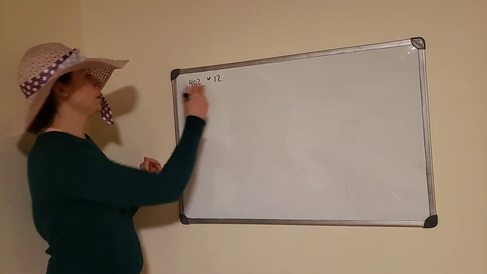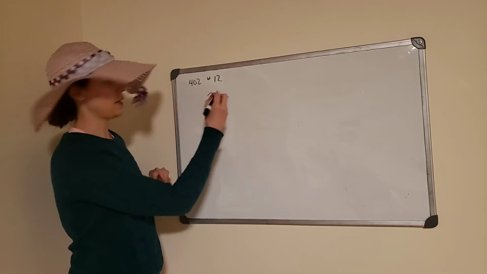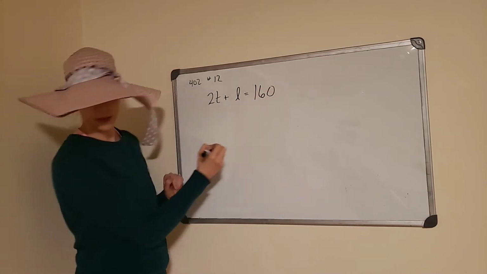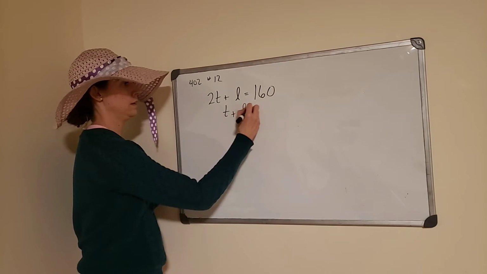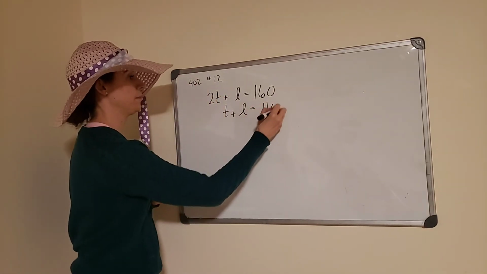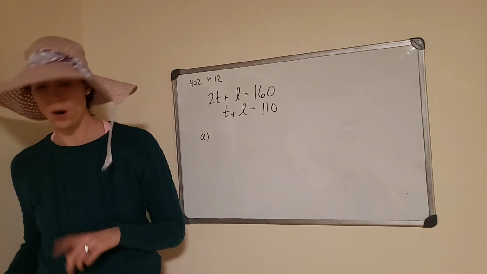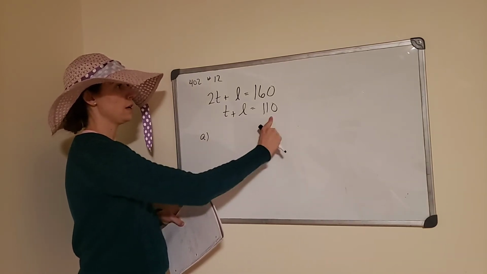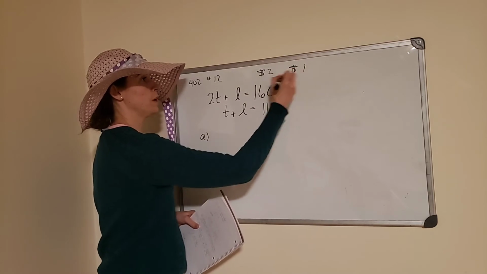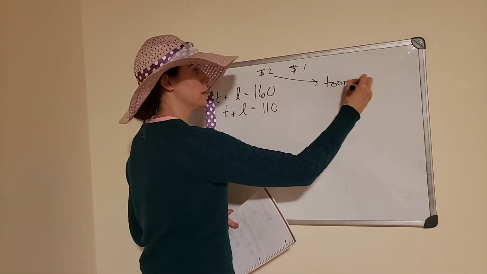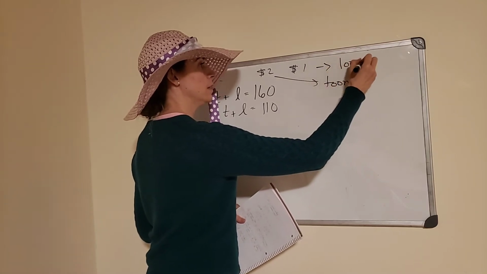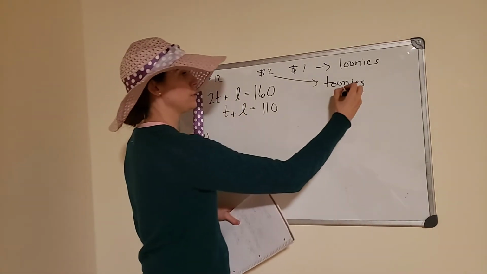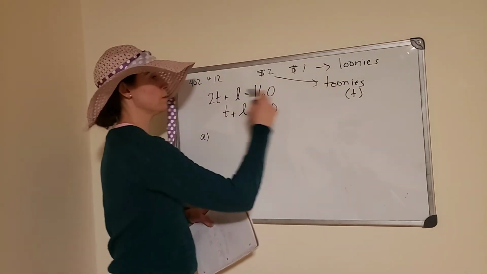So let's write that down. 2t plus L equals 160. And then it says t plus L equals 110. All right. Part A says, what problem might Shen have solved? I find it easiest to start with this right here, okay? And we know that it was $2 and $1, which we know $2 are called toonies and $1 loonies. And when I look over here, there's T and L, so I'd say toonies are going to be the T, loonies would be the L.